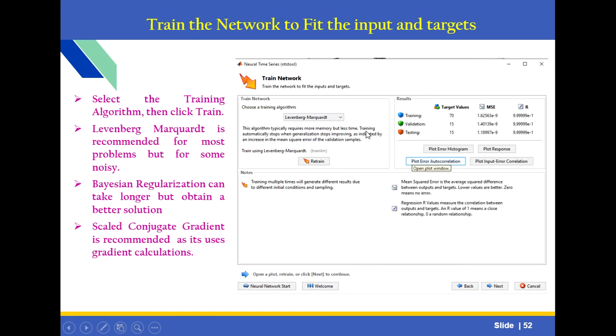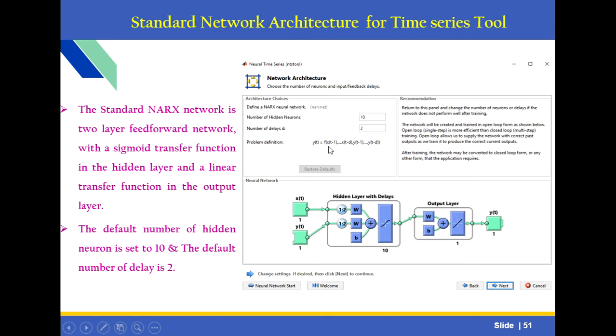The problem definition is y(t) = f(x(t-1), ..., x(t-d), y(t-1), ..., y(t-d)). The x(t) and y(t) neuron values are 1. For the hidden layer with delay, the number of hidden neurons is 10. Here the number of delays is 2. In the output layer, w means weight and b means bias. Here y(t) is the output, with the number of output neurons being 1.